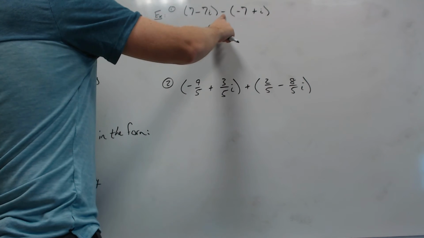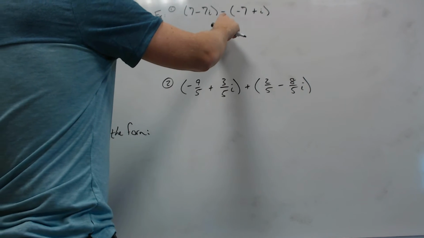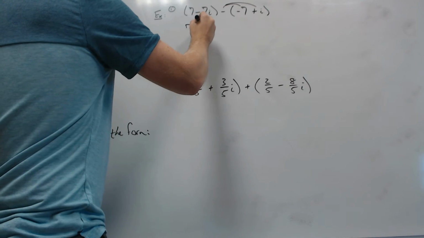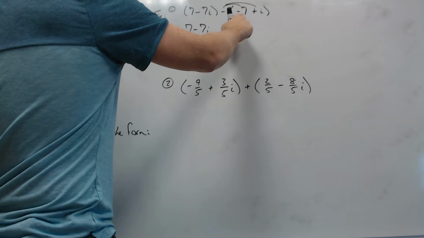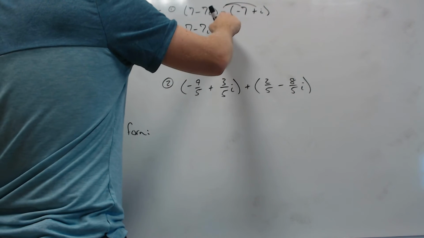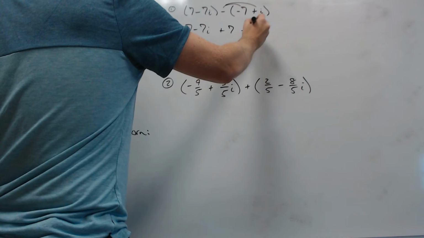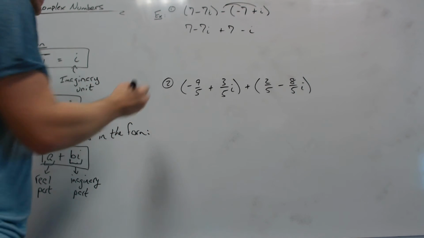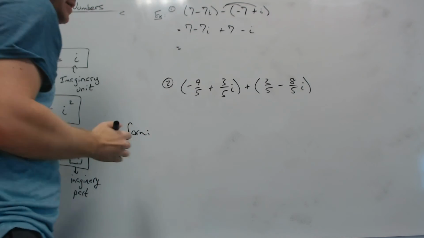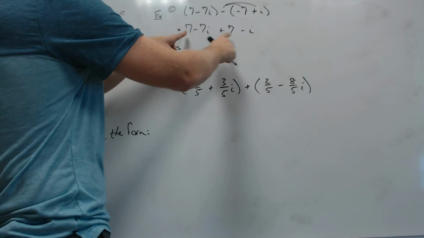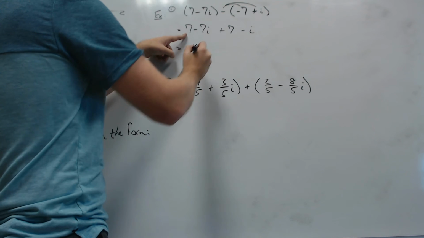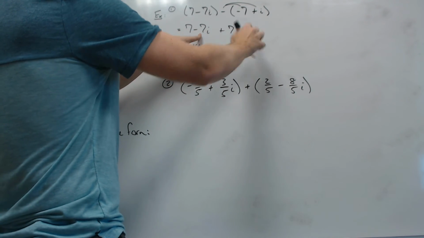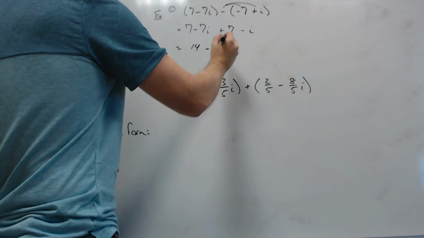All right, this minus. We always have to be careful with minus. I want to subtract both of these, so you can distribute it. Negative times negative would be positive. Negative times positive would be negative. And from there, we're going to combine the real parts together, 7 plus 7, and combine the imaginary parts together. Negative 7i minus 1i would be negative 8i.